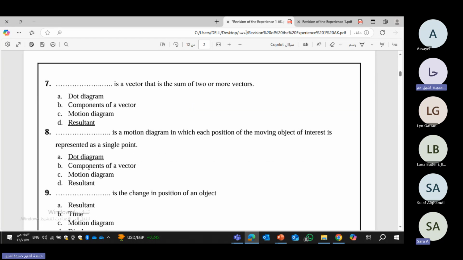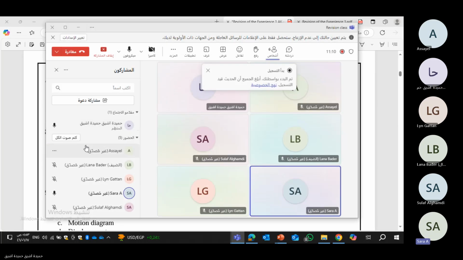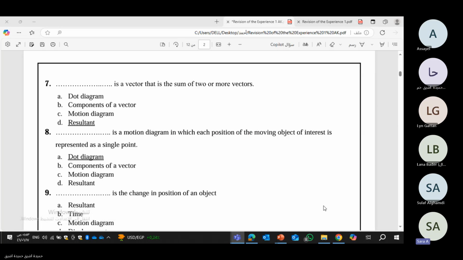Mr. Mead, I actually have a question. Do we only study the 12-page worksheet, or do we study all of the worksheets?